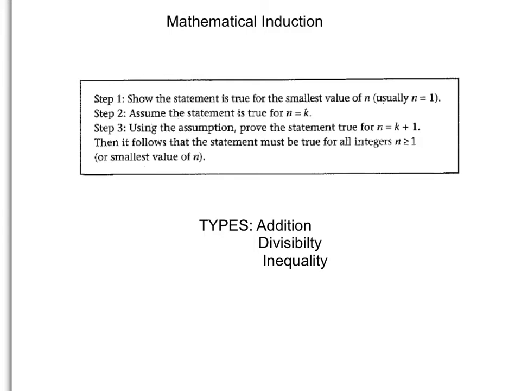And that means, for instance, for the inequality, there'll be a greater than or a less than sign in it. For divisibility, there'll be the word, I've just noticed that's misspelt, divisibility. I have to insert an I there. There'll be the words prove that something is divisible by something else. And then addition, you will see plus signs or minus signs. So let me just fix that up first.